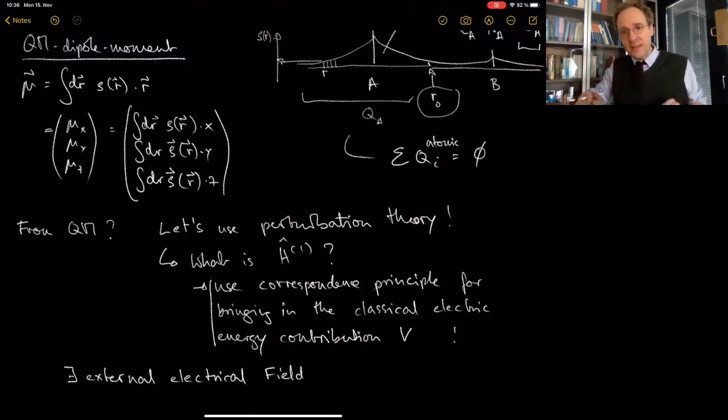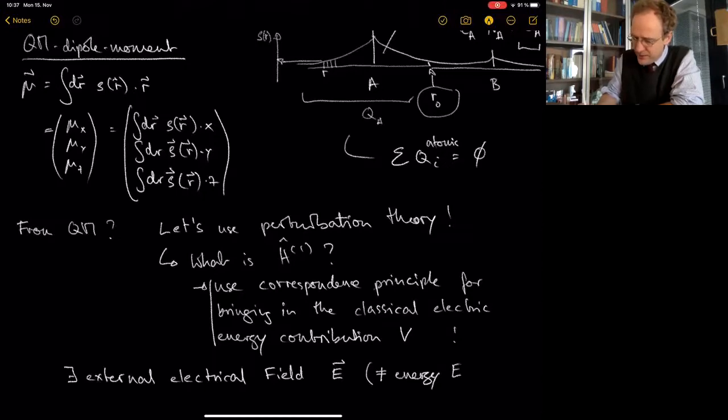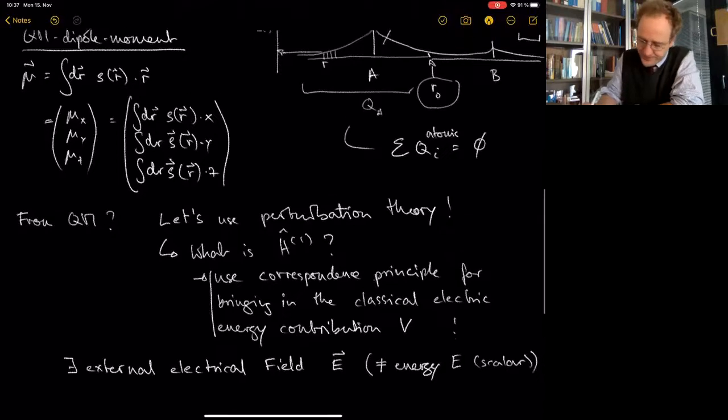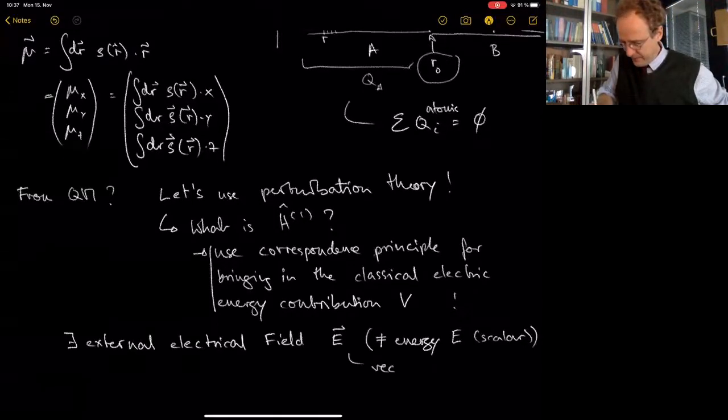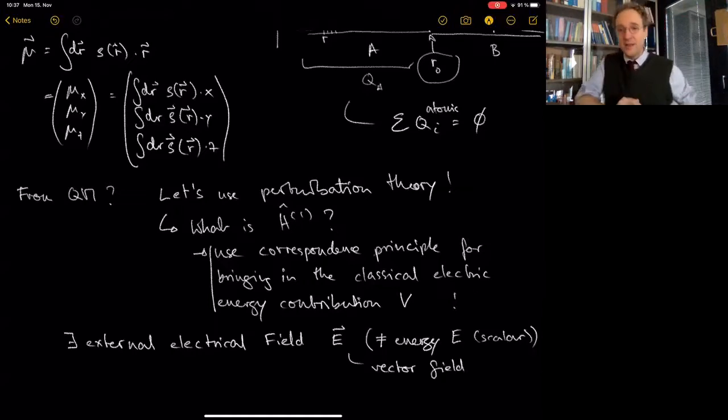Now, fields are vector properties, right? These are vector fields. So it helps to always put the vector symbol on top of your field symbol, just to make sure that this is not an energy E, which is a scalar. So there is an external electrical field, E is a vector field. A vector field is a property. Imagine something like the electron density, but instead of having a number at every r, at every point in space, you have a vector at every point in space. That's a vector field. It's not so complicated once you think about it a little bit more.